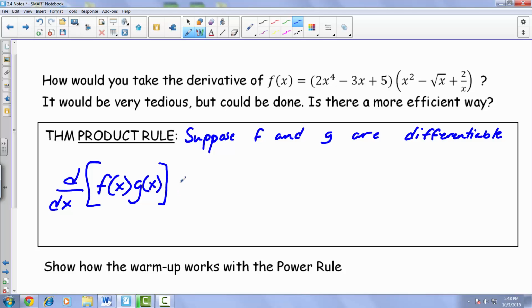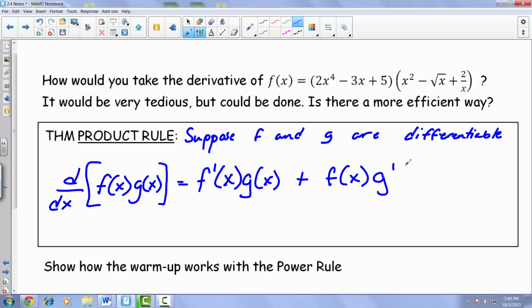then according to the product rule, we can take the derivative of the first, f of x, leave g of x just as it is, and then we're going to add our original function, f of x, times the derivative of g of x. And so this is actually the product rule. So again, it's the derivative of the first times the second plus the first times the derivative of the second.